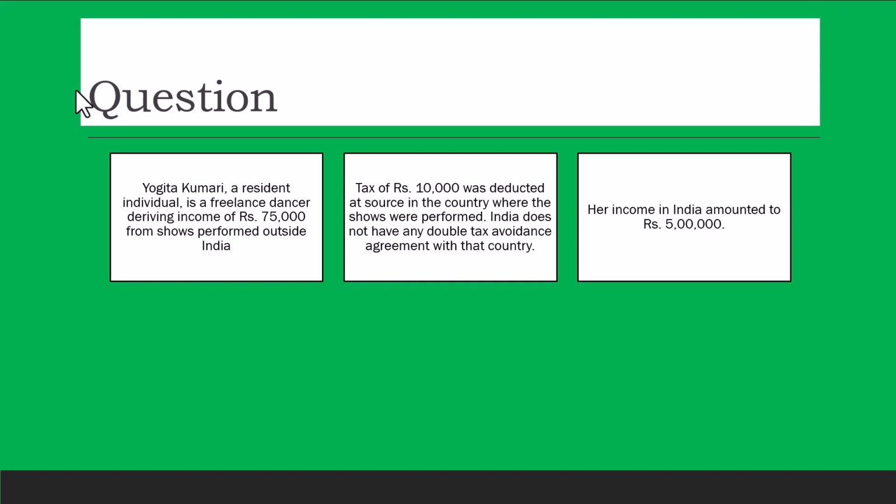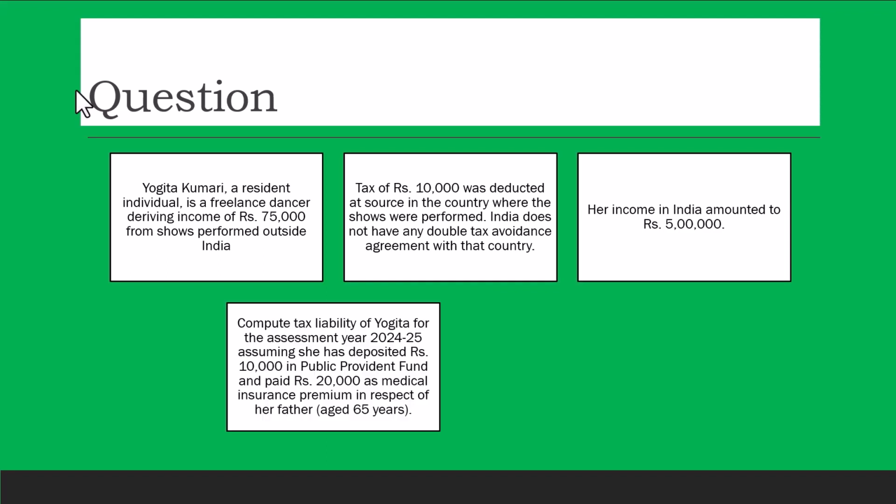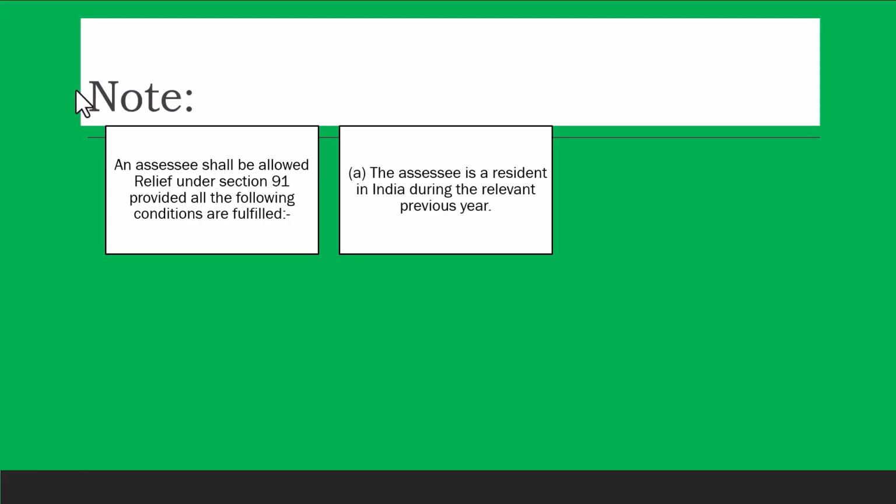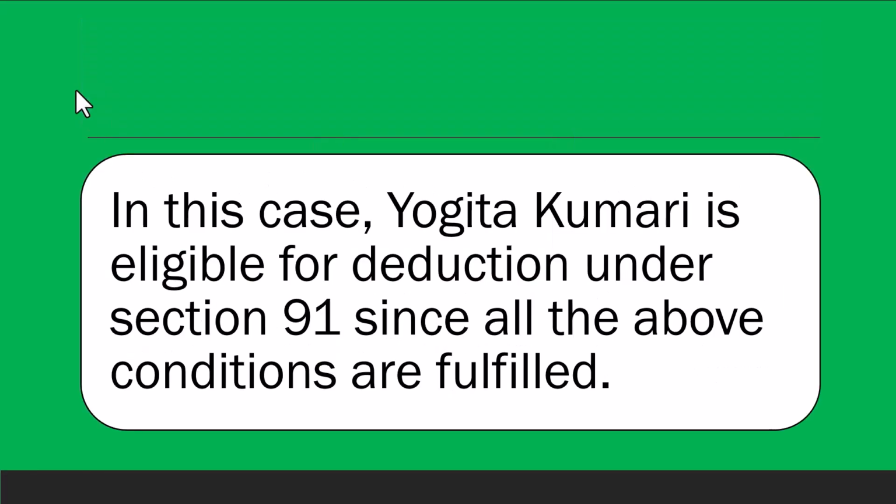Okay, fine. And her income in India is 5 lakhs. And we have to calculate the tax liability of Yogita for the assessment year, assuming that she has opted out of 115B. So there's one more question, and then you can ask questions. Okay, just read this.